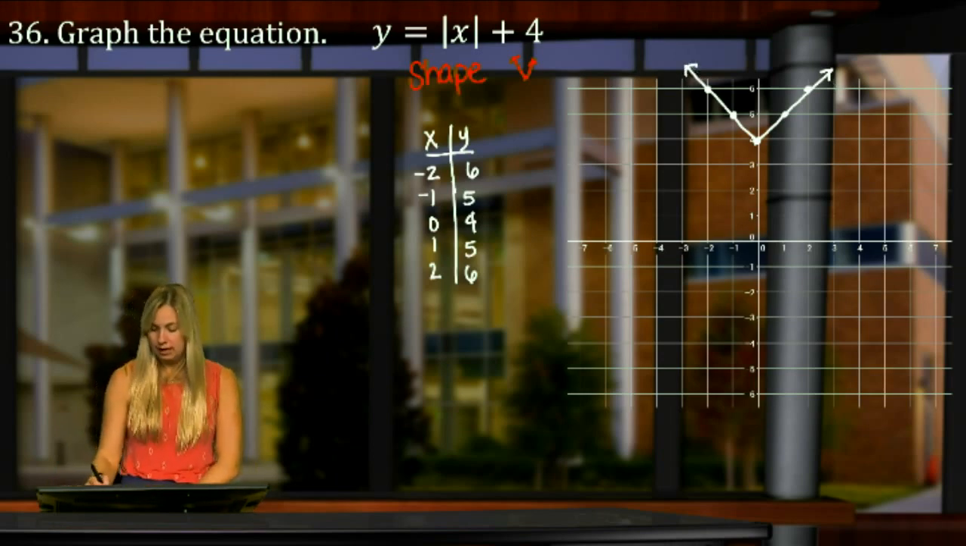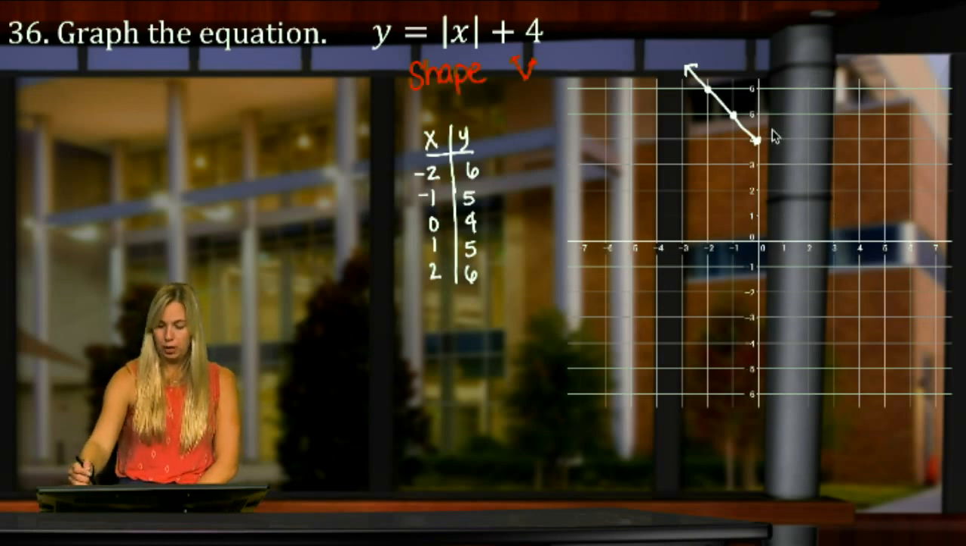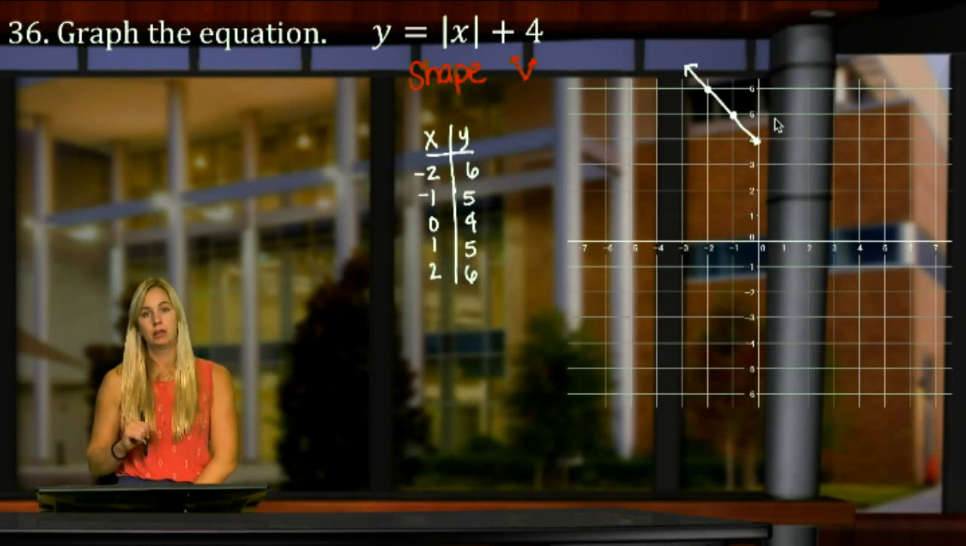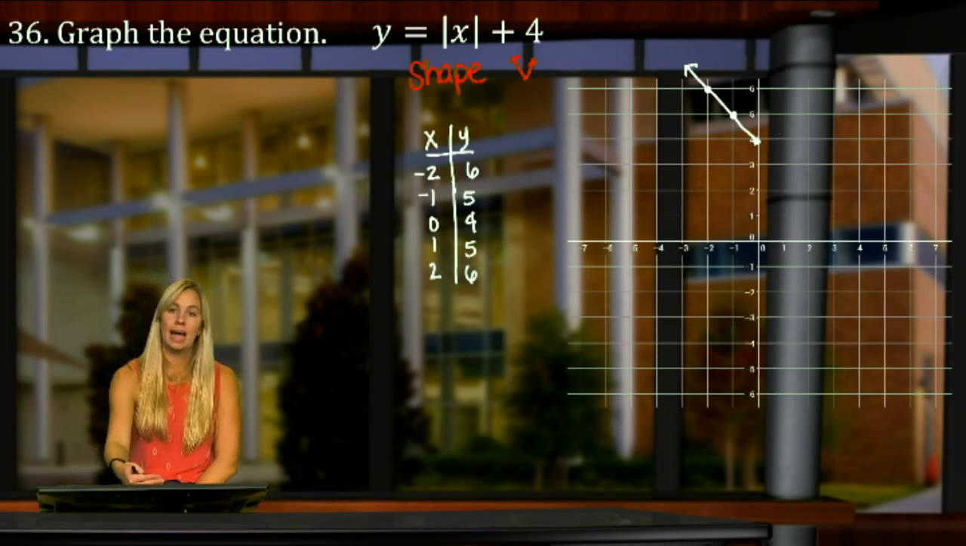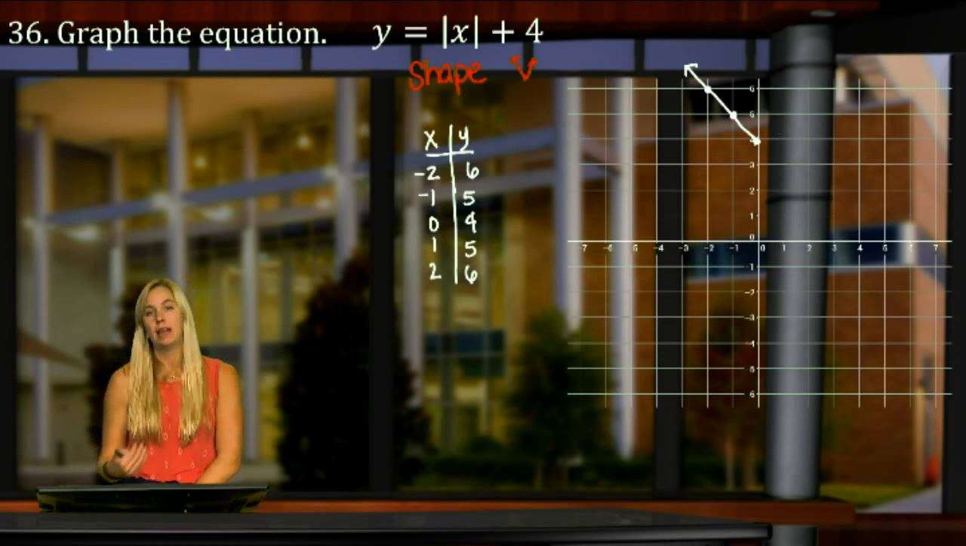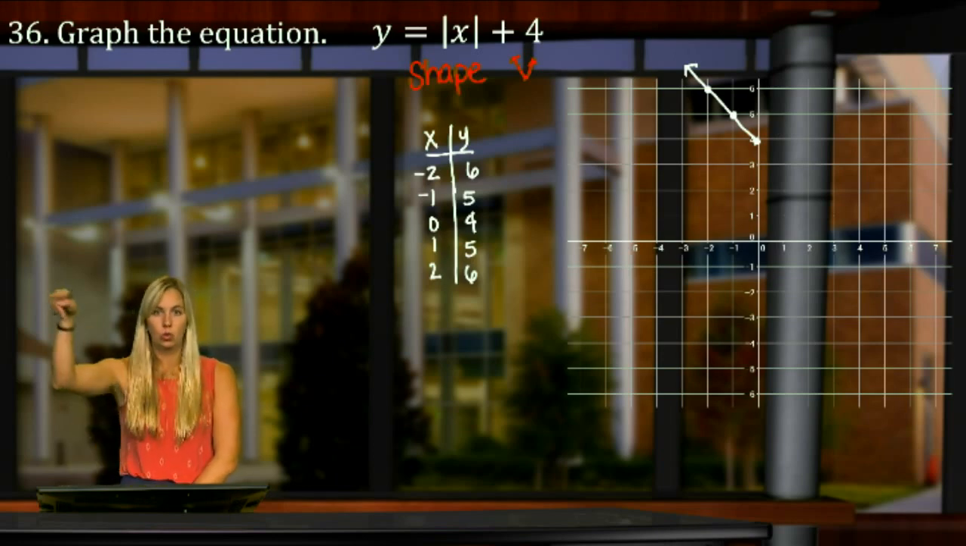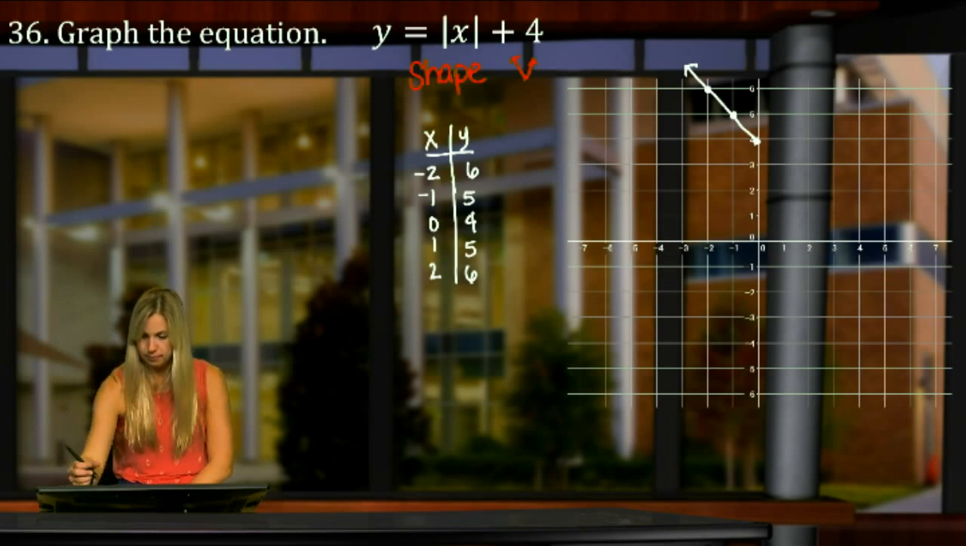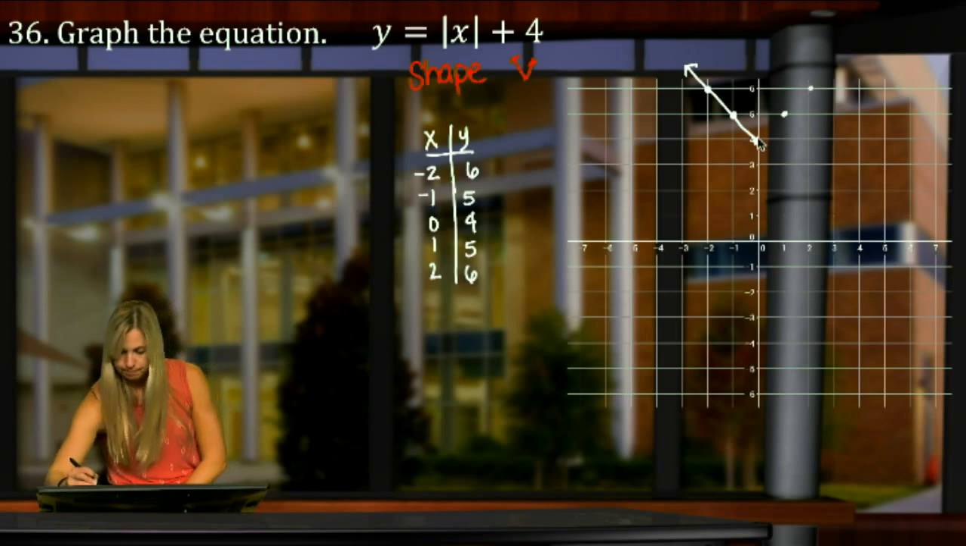If you, let's say, graphed your points and this is what you ended up with, you want to make sure that you continue to add more points to your table. That way you can see that corner in the graph. Put that back up there.